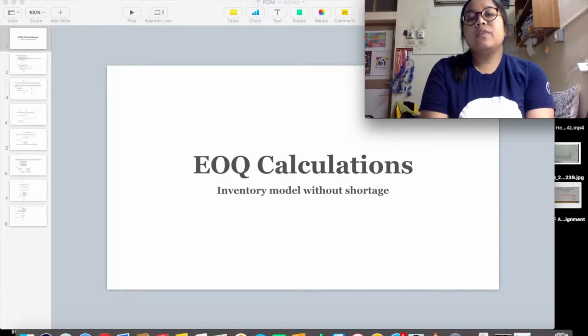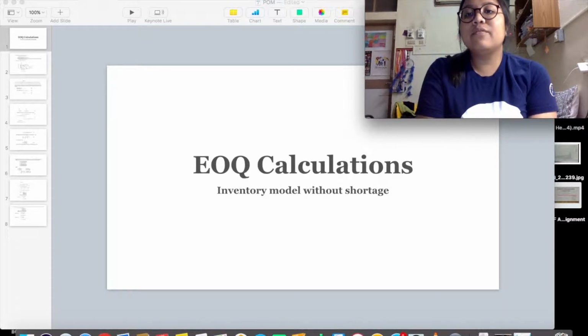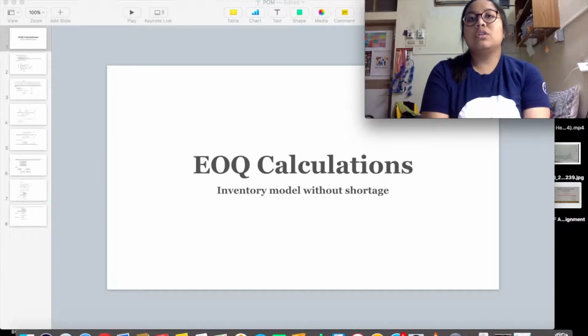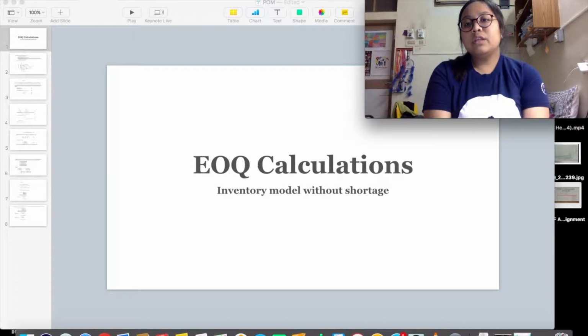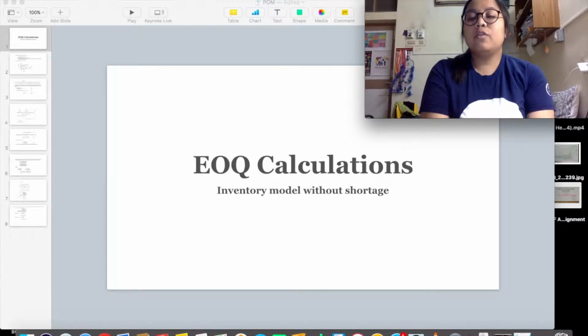There are two types of inventory model widely used in business. Number one is inventory model without shortages and number two is inventory model with shortages. As I've told you, the topic for this video is inventory model without shortages. In this model, we have to calculate the EOQ value for the calculations.